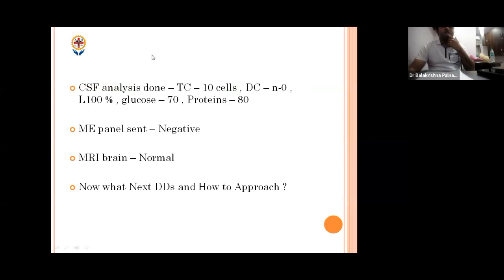Anyone? We suspected infection, but the basic workup we have done is completely normal. So what could be your next workup? Because the child is actively seizing in front of you. We are already on maximum doses of 3 anti-epileptics and 2 anesthetic AEDs for this particular child. So what could be your next differential diagnoses? Anyone can opine here on what you're going to do next.